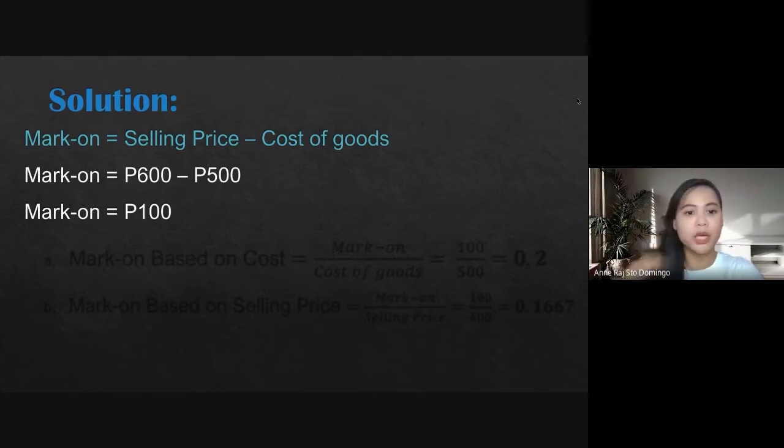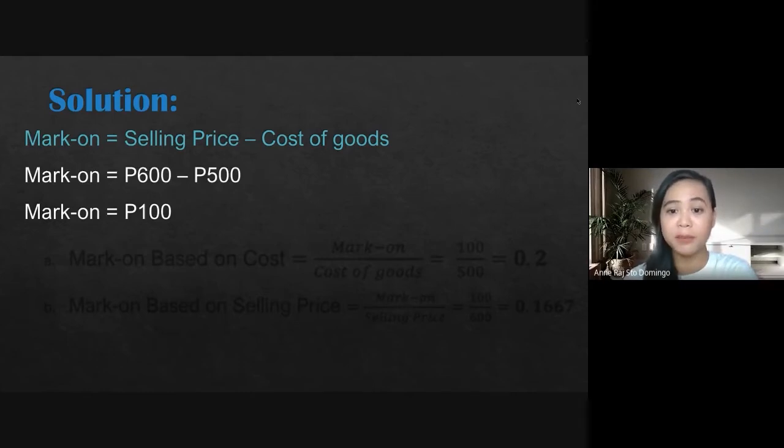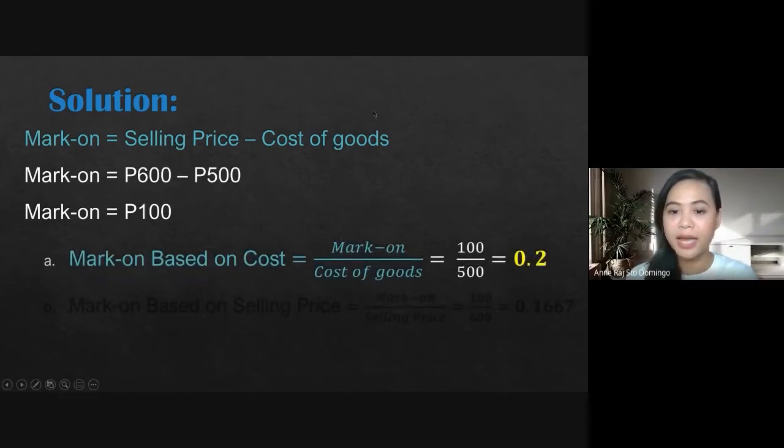So this time, we are looking for the mark-on rate based on cost and based on selling price. What is our formula there? How do we get the mark-on rate? First, based on cost. Mark-on divided by cost of goods. Okay, very good, Rhea. So we just divide our mark-on of 100 by 500, and when you calculate it, the answer is 0.2.